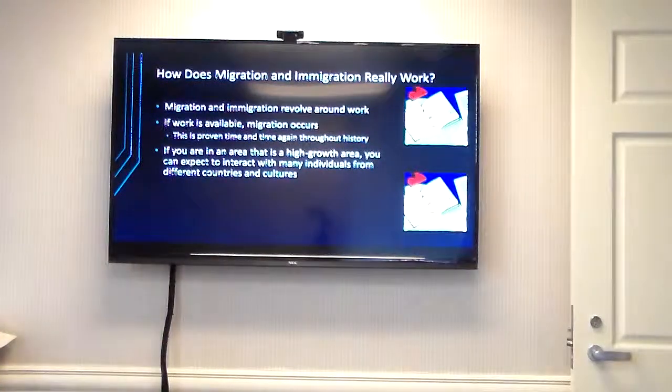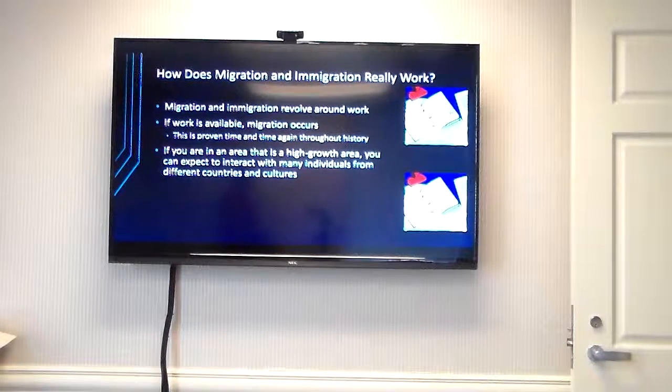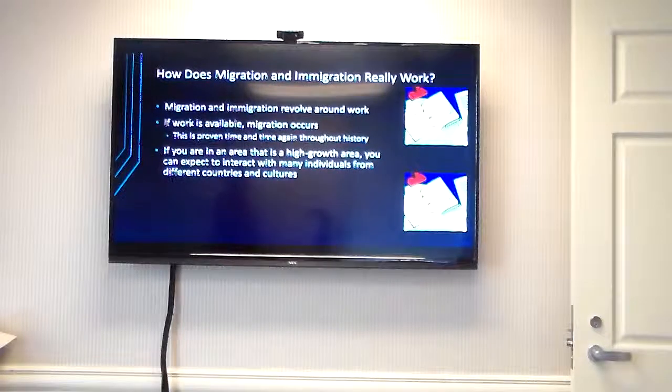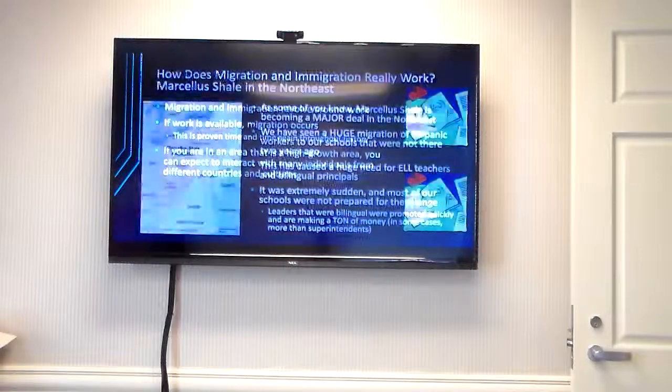Really, when we talk about immigration and migration, it revolves around work. And when we're in an election year, you see that this comes up and it's a big topic of discussion. But when work is available, people migrate. If you're in a high growth area, there's going to be people that are going to come in from different countries, different cultures, and they're really going to be the ones that migrate from location to location.